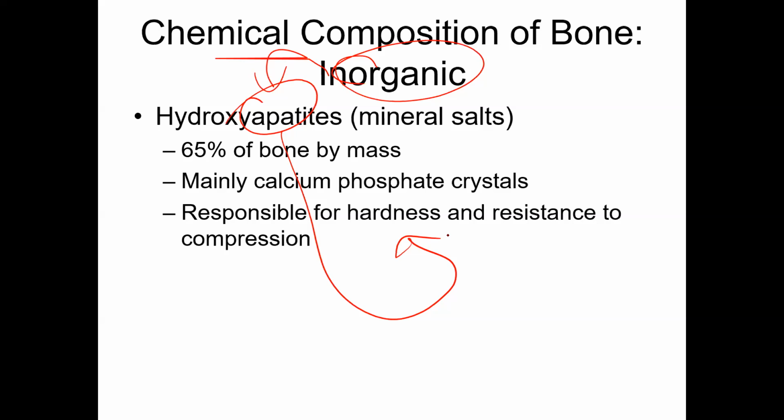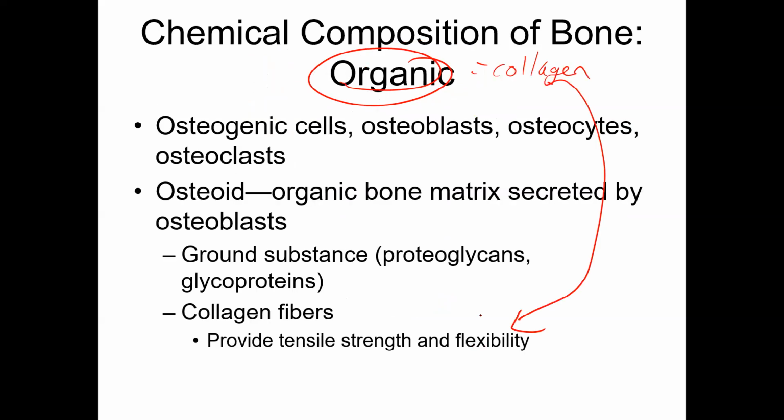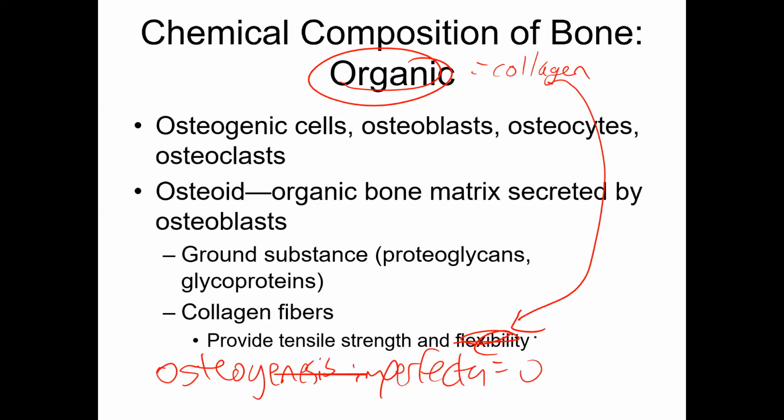If I take away the organic part of bone, if I take away the collagen, if I screw the collagen up, then I lose flexibility. We actually have a disease here. Osteogenesis imperfecta, or brittle bone disease. In patients that have osteogenesis imperfecta, the collagen fibers aren't formed correctly, so the bones are brittle.